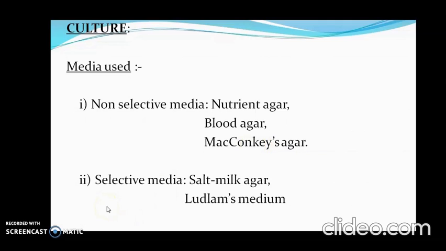There are also certain selective media devised for isolating Staphylococcus aureus, and these include media such as salt milk agar and Ludlam's medium. The salt milk agar consists of 8 to 10% NaCl, and the Ludlam's medium consists of lithium chloride and tellurite.